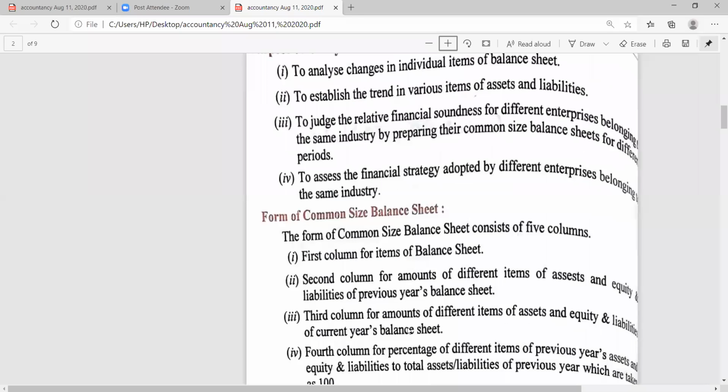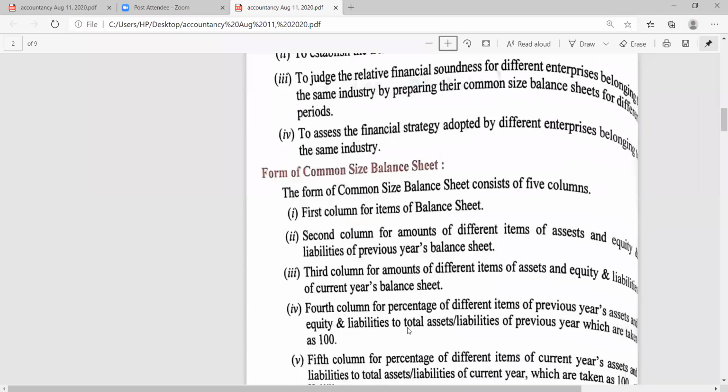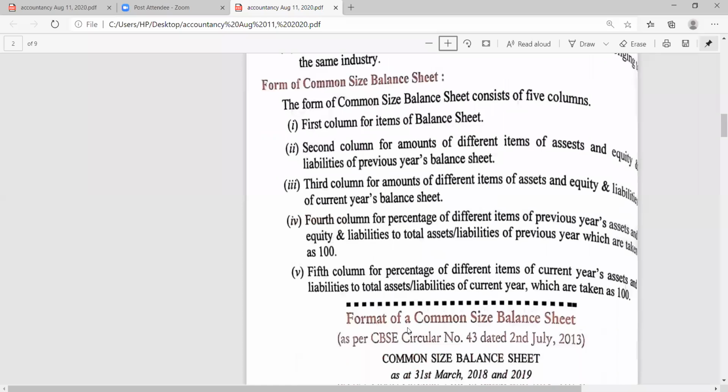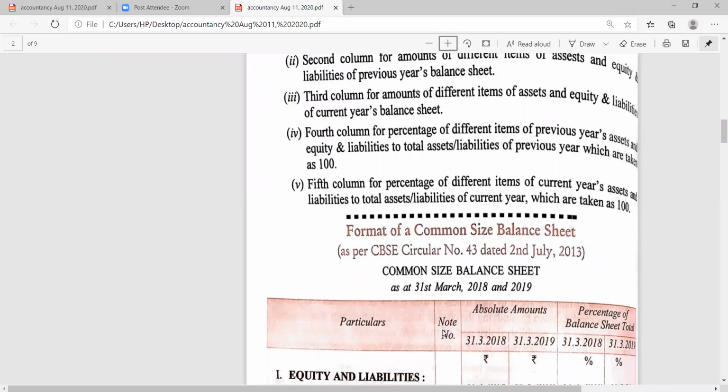The first column is the items of the balance sheet. The second column is the different items of assets and liabilities of the previous year. The third column will be of the current year. In the fourth column, we have to make the analysis with the help of the columns, as you can see as well. The first is particulars of assets and liabilities, along with the note number.